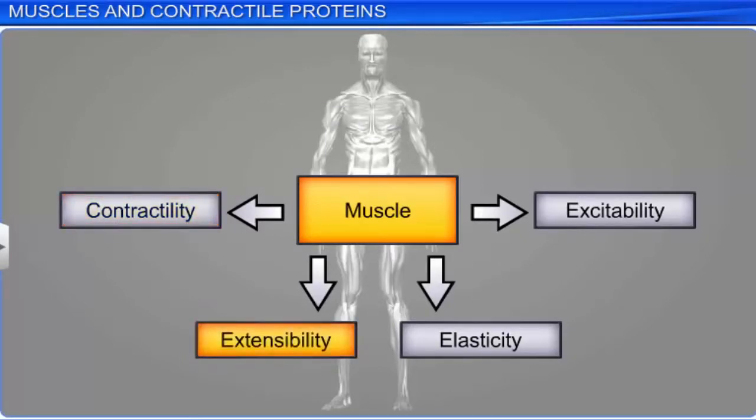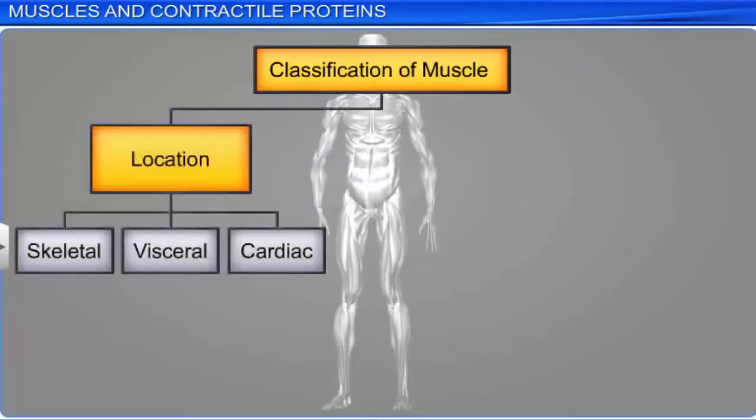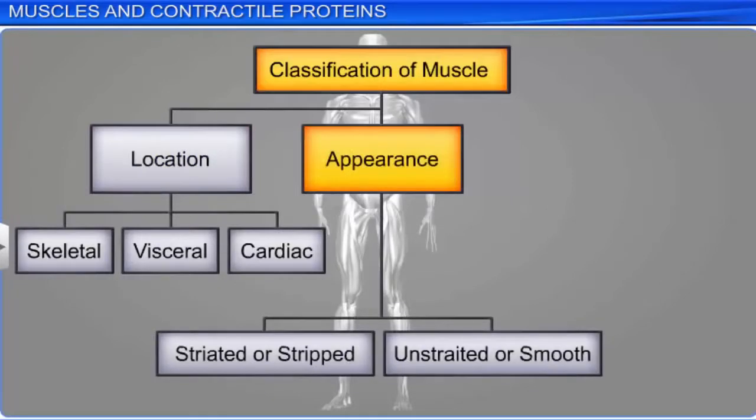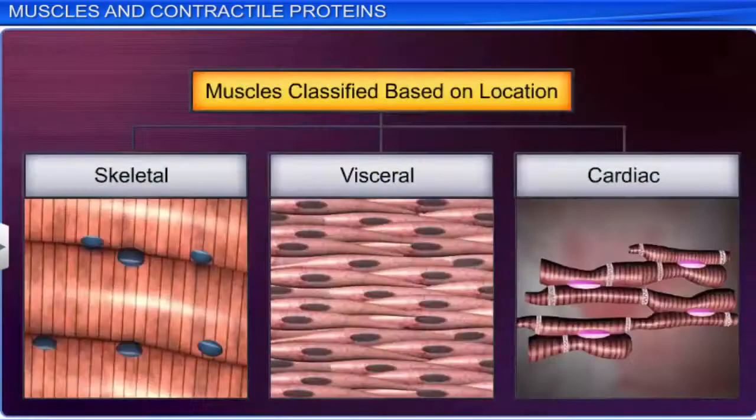extensibility, elasticity, and excitability. Muscles can be classified based on their location, appearance, and nature of regulation of their activities. Based on their location, muscles are classified into three types, namely skeletal, visceral, and cardiac.